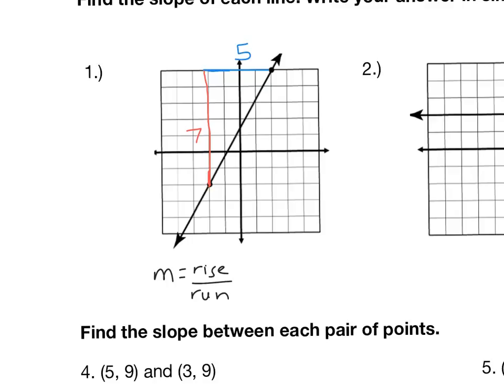And remember, slope is always change in y over change in x. So what would your slope be? Your slope would be 7, which would be my change in y, over 5, which would be my change in x. And we always want to try to write slope in simplest or reduced form, and this is already in simplest form, 7/5. Rise 7, run 5.